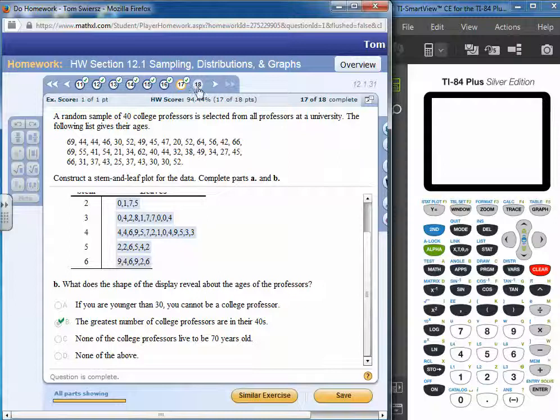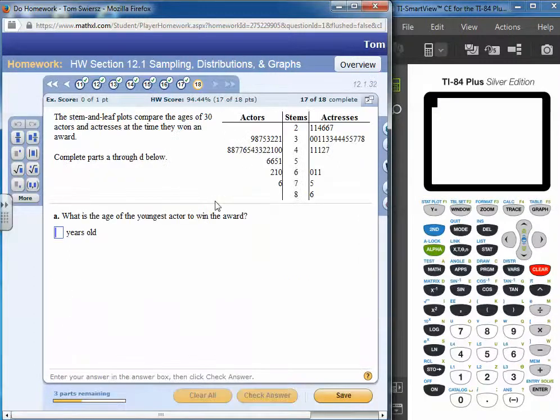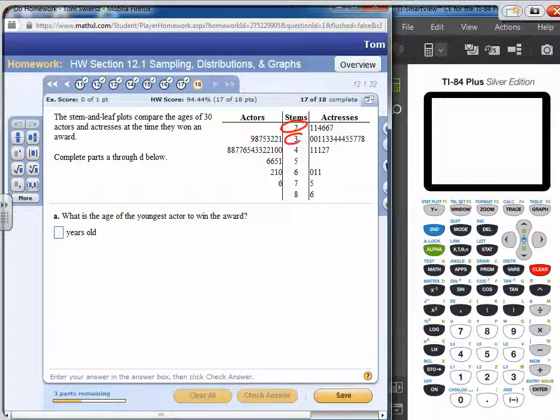All right, very good. Let's look at problem number 18. Here's a stem and leaf. Now, the stem is in the middle. Are the ages in the tens, right? So these are the 20-year-olds, 30-year-olds, 40-year-olds, and so on. And these are the ages of the actors, and these are the ages of the actresses.